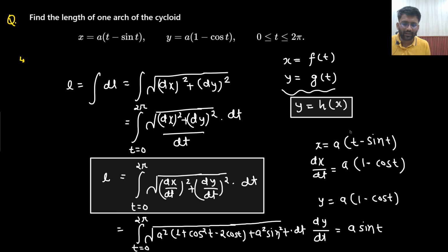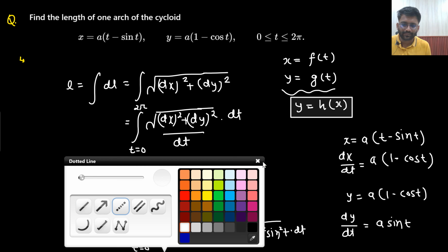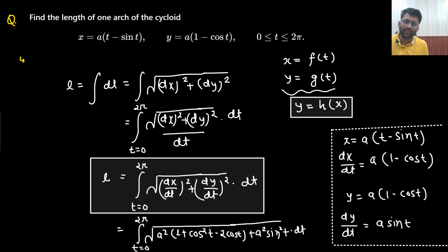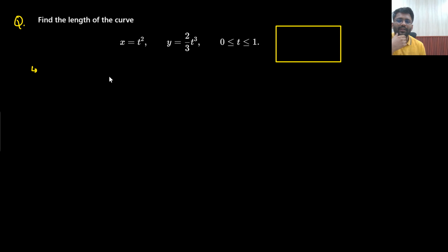And separately here, we have found out the value of dx by dt and dy by dt, which are these values. Okay, well and good. Understandable? So this is what we are doing. A square we are taking outside. This formula we have applied. Then this comes outside. Simply put the limit. Answer is 8 into mod of a. Understandable? Let's go to the next question.